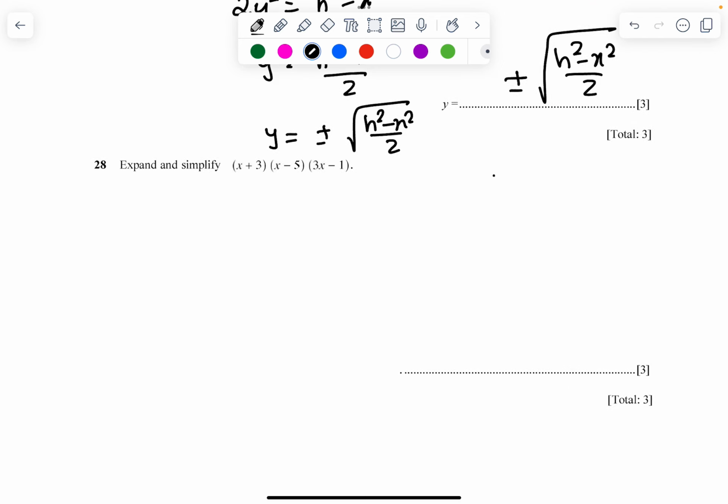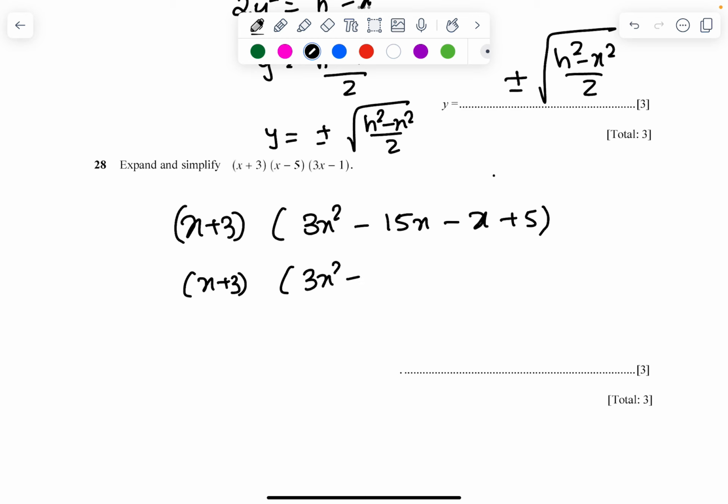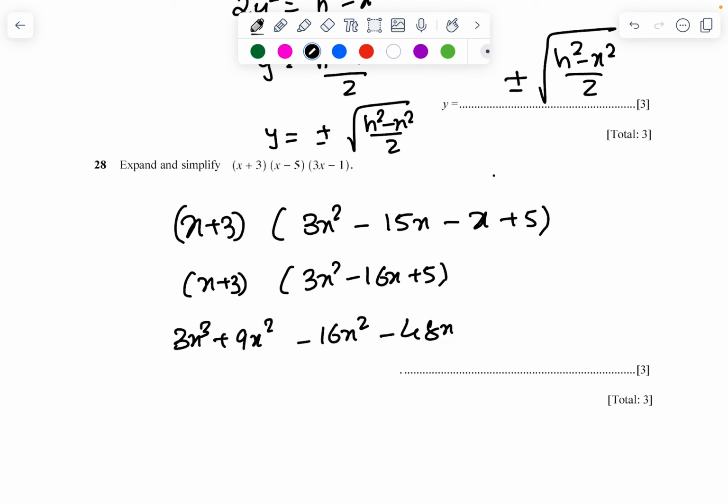Then expand and simplify. Keep x plus 3 as it is. Multiply it out: 3x squared minus 15x minus x plus 5. So x plus 3, 3x squared minus 16x plus 5. Multiply it further: 3x cubed plus 9x squared minus 16x squared minus 48x plus 5x plus 15. So when I simplify, 3x cubed is there as it is. 9x squared minus 16x squared is minus 7x squared. Minus 48x plus 5x is minus 43x, plus 15.